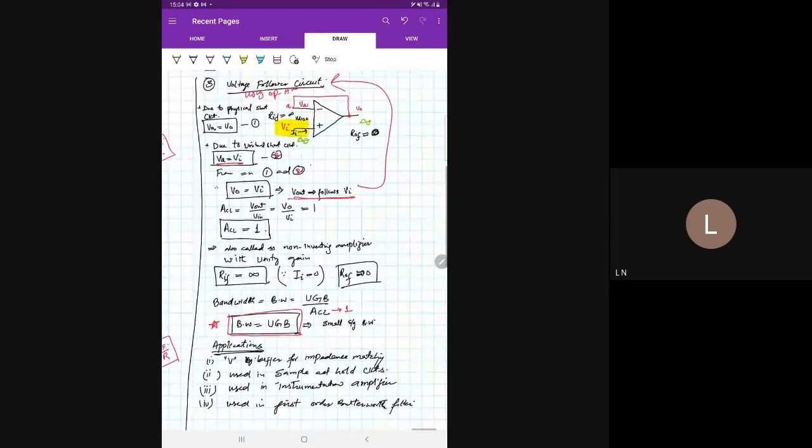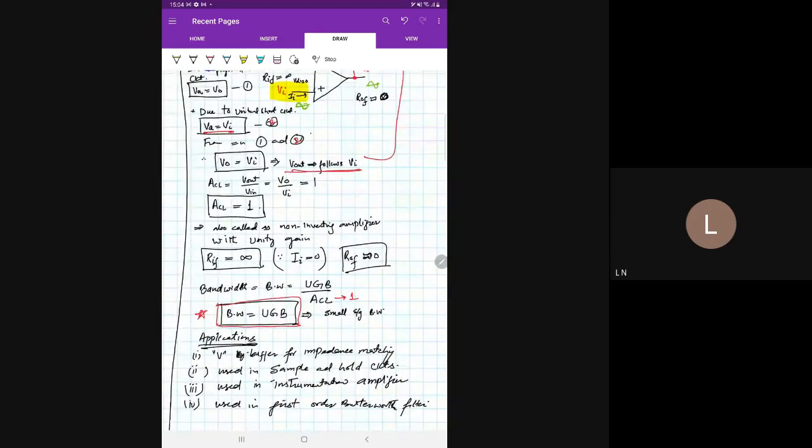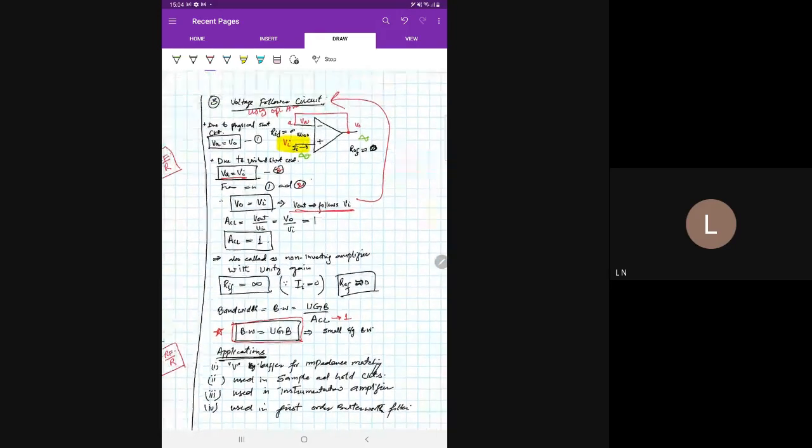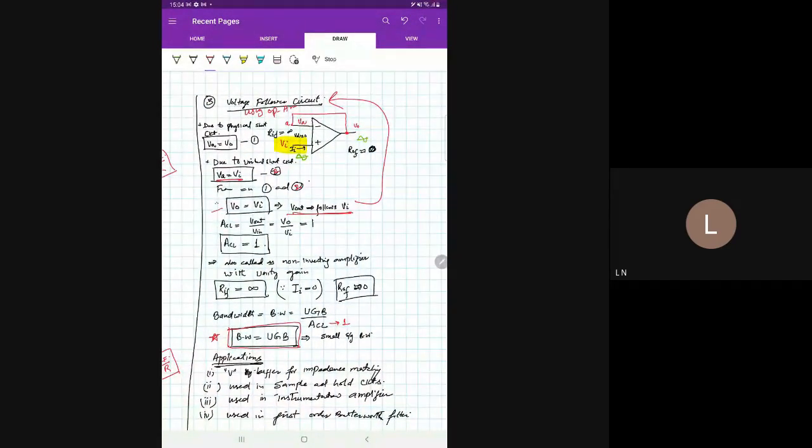Now, this circuit is very special. It has many applications. It has a very popular application: it is used as a voltage buffer for impedance matching. Please remember that since input voltage is equal to output voltage, a buffer is a circuit that stores a temporary signal and then passes it on to the next stage. It seems that it temporarily stores the voltage because V output is equal to V input. There is no change in the input. Whatever is input, the same will be obtained at the output. So it temporarily stores the voltage and then forwards it to the next stage.